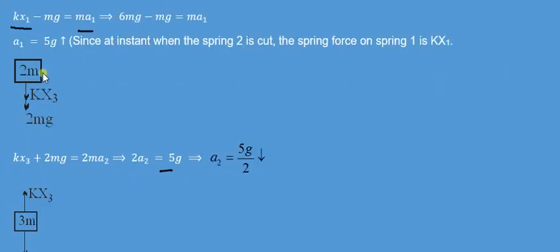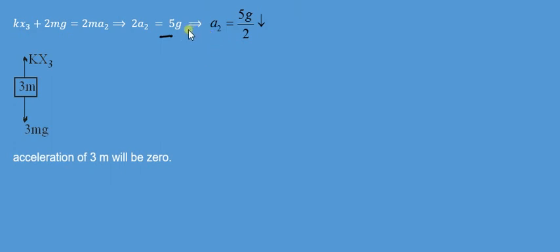Now for block 2m, the condition of motion: the force kx3 is in downward direction due to spring 3 and gravitational force is also in downward direction. So net force on this block is kx3, in downward direction, plus 2mg, also in downward direction, is equal to 2ma2. 2m is the mass of this block. So we get a2 is equal to 5g upon 2. a2 is the acceleration of this block.